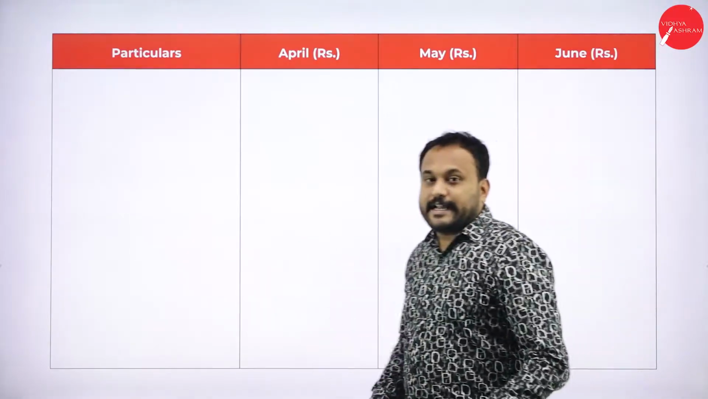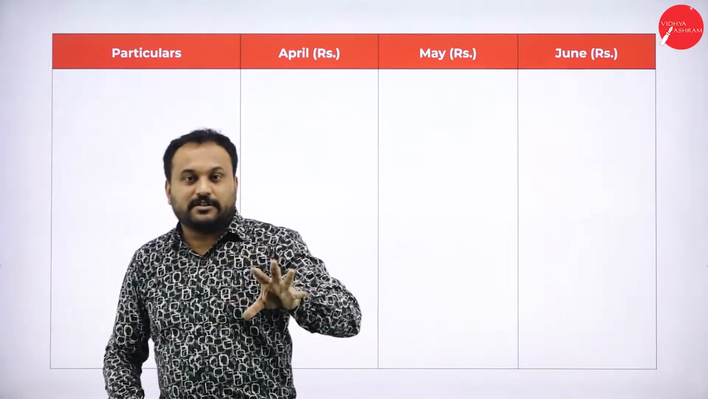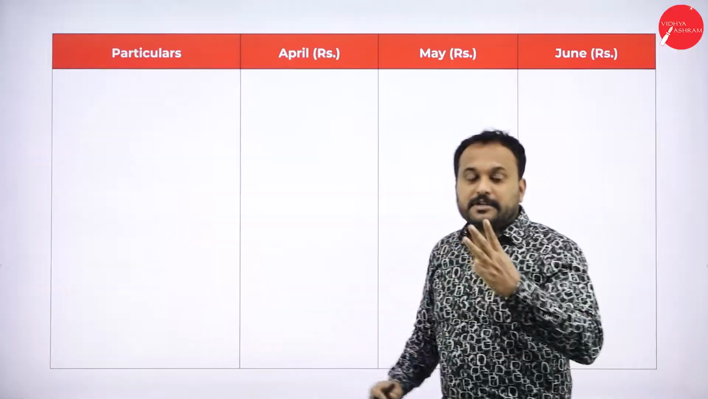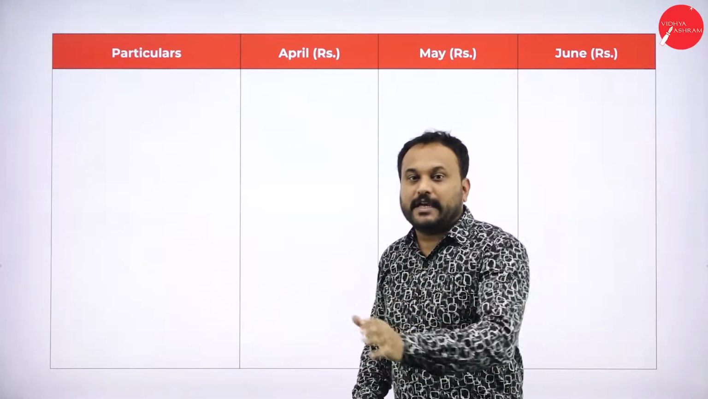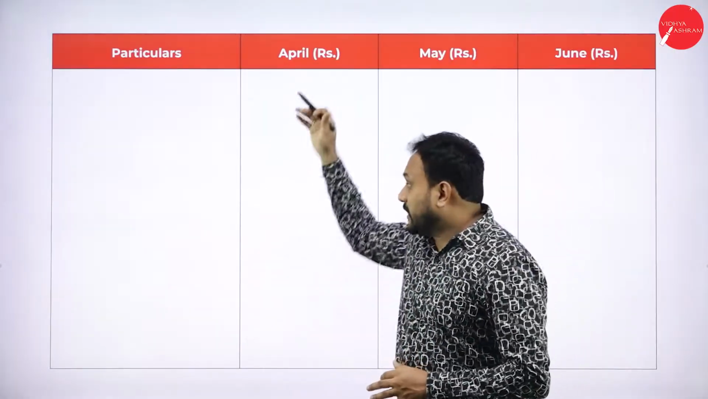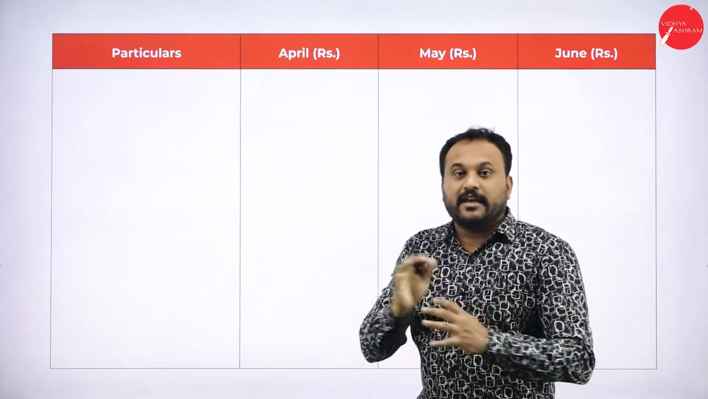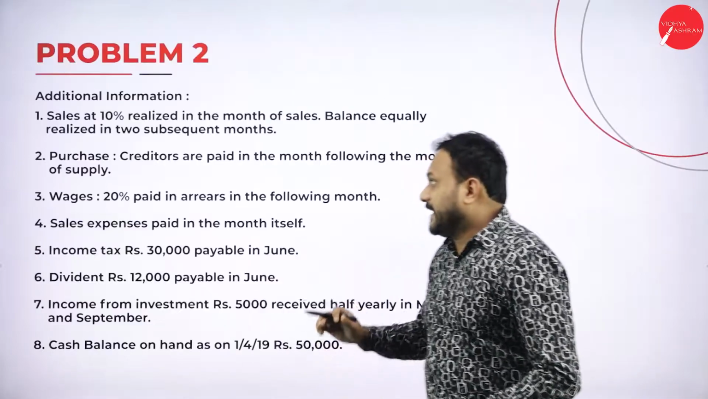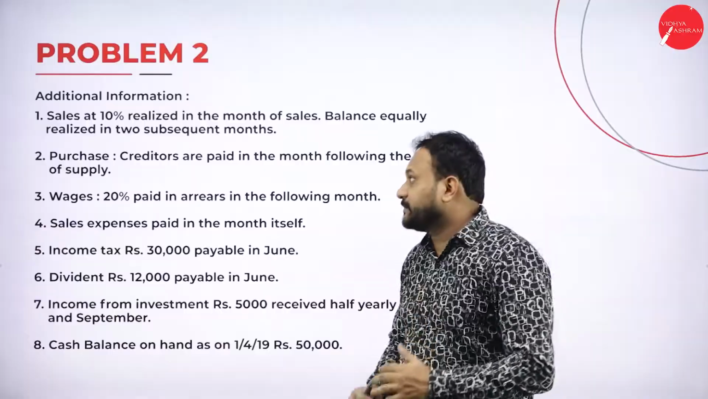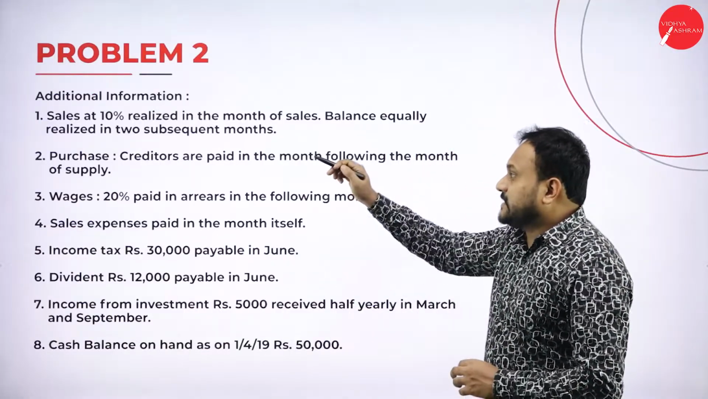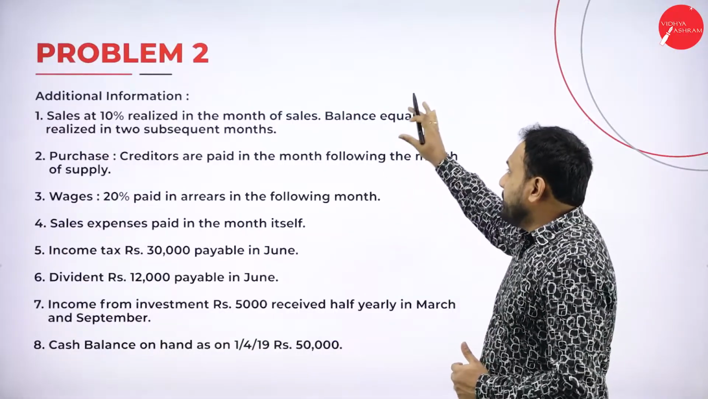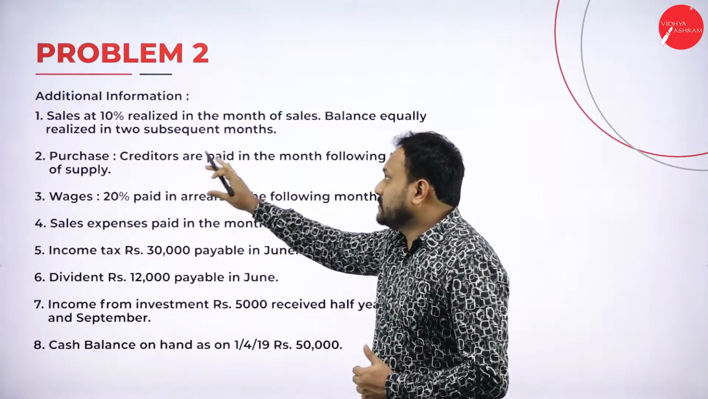We'll write things on the basis of what we are supposed to calculate. First one is particulars. There are 3 months which I am supposed to prepare: April, May, June. Now I need to write rupees in each column, because whatever amount I write is all in Indian rupees. So we'll go with the next part, that is additional information, which is a continuity of the question. First they said sales are 10% realized in the month of sales, balance equally realized in 2 subsequent months.